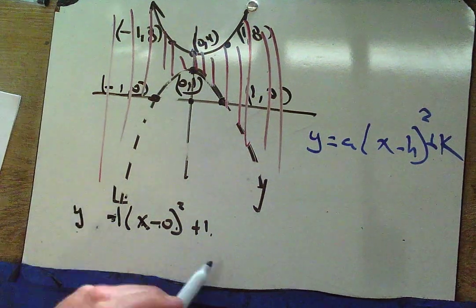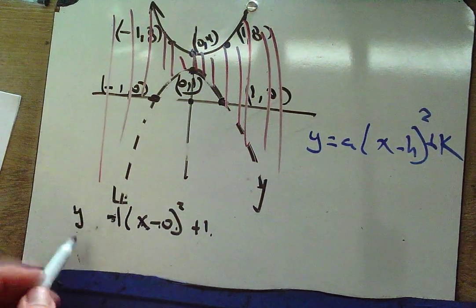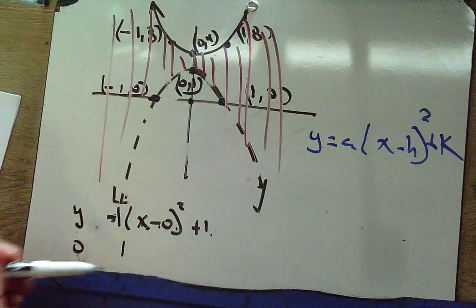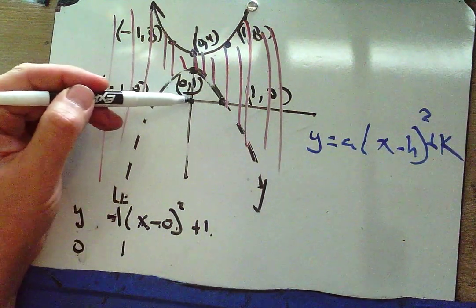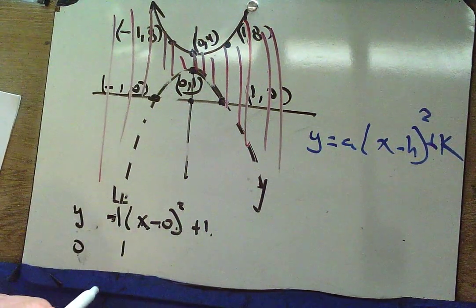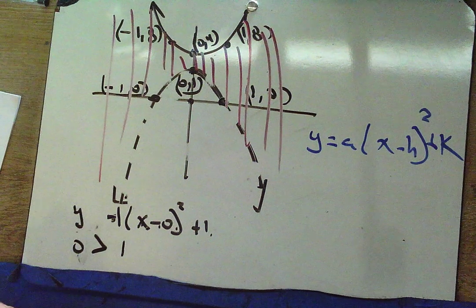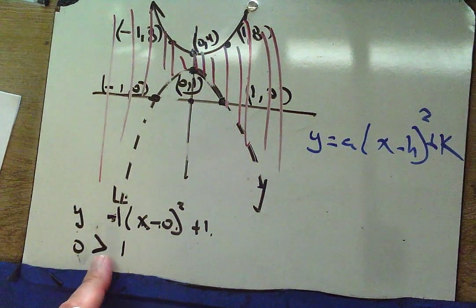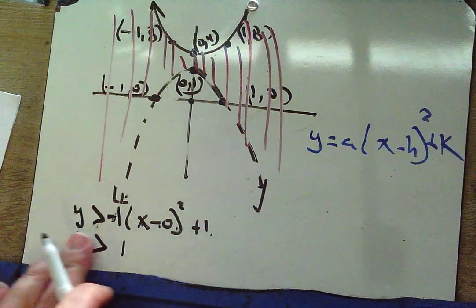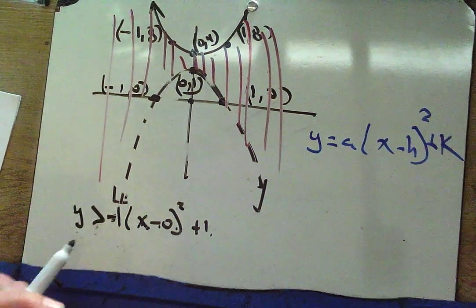I plugged in a 0 and I had 1. And I want this point to be a no. I want 0, 0 being plugged in for x and y to be a no. So I need that. That's a no. 0 is not bigger than 1. So I need that inequality in my parabola.